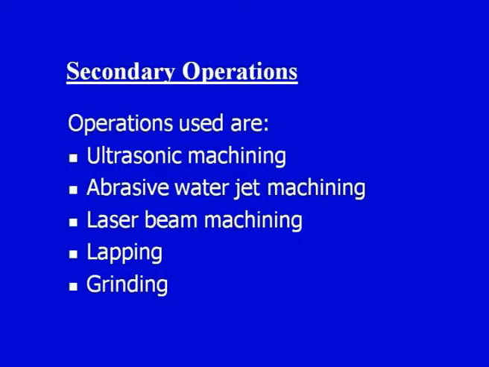So, the secondary operations that can be done are ultrasonic machining, abrasive water jet machining, and laser beam machining. Then there are conventional operations like lapping and grinding, in which the magnitude of the forces generated as a result of the cutting action is not very high. Therefore, lapping and grinding can also be done in order to improve the surface finish.